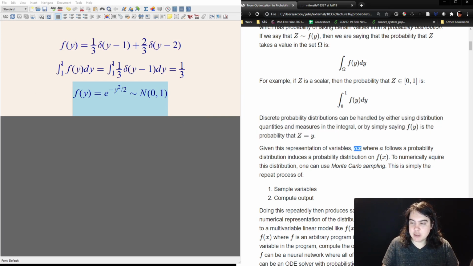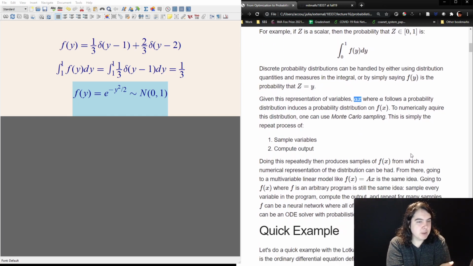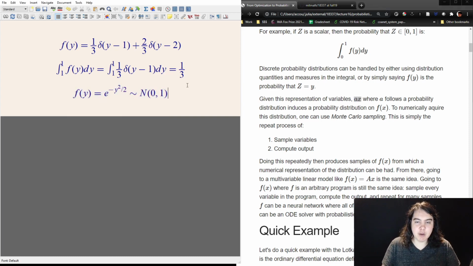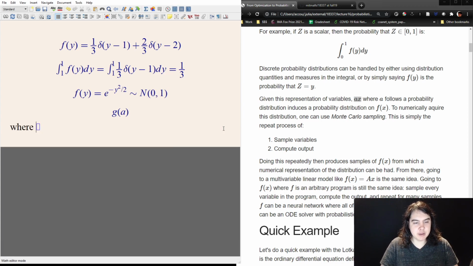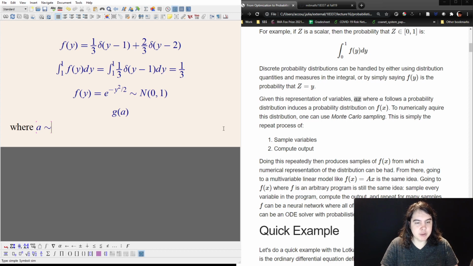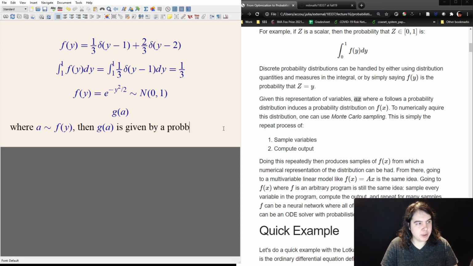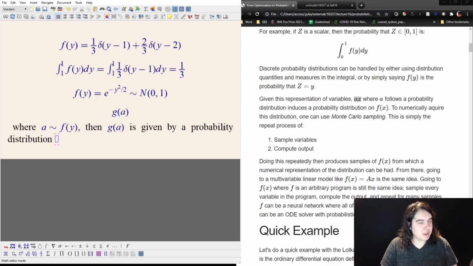And given a representation of a variable, we can say if A follows a normal distribution and X is something that's known, then what is the probability distribution of A times X? This induces a probability distribution on all functions of A. If you have g of A as some value where A is given by a probability distribution f of y, then g of A is given by a probability distribution, and you can look up the formulas for how you do the change of variables.